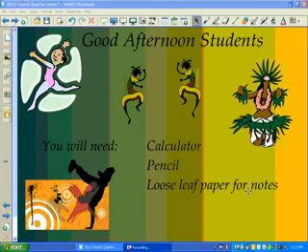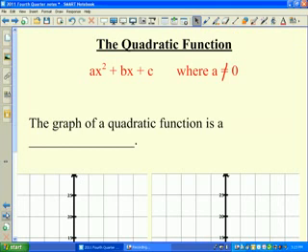So we're revisiting what we left off last on the quadratic functions. This was a little bit of notes that we took. The quadratic function is ax squared plus bx plus c, where a, b, and c represent numbers, and my a cannot equal 0. If you remember, a is my leading coefficient, so it can't equal 0. It could equal 1, it could equal less than 1. The graph of the quadratic function is a parabola.